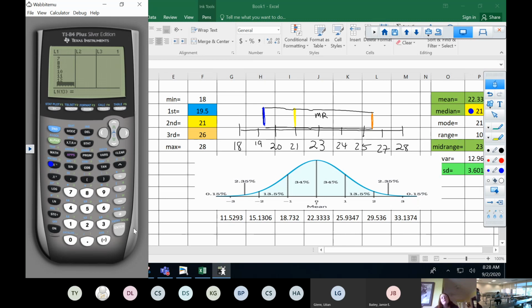Now type in stat and calculate. And hit first variable statistics. And it's going to L1 like it's supposed to. And calculate. And there's everything you need to know. Our mean should be somewhere up there. 6.5. Sx, that's your standard deviation, 3.6. And then down here, you got your 5-number summary.